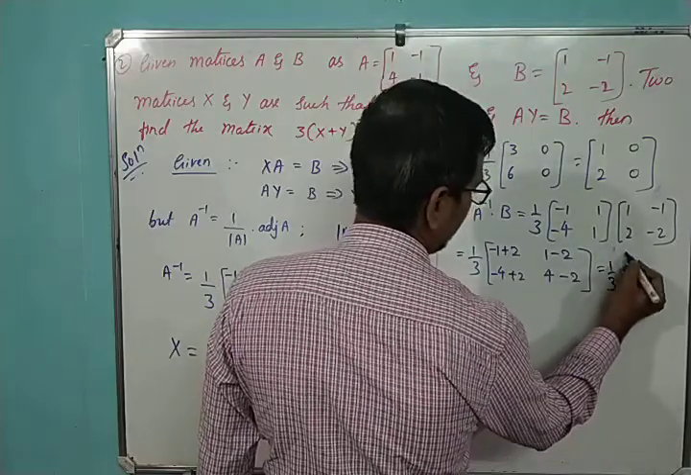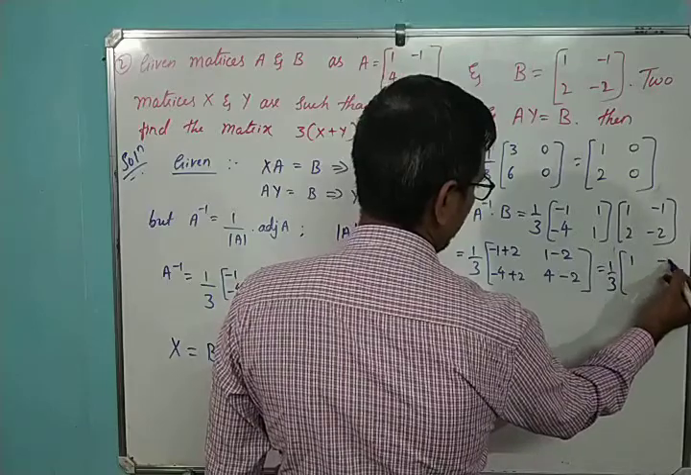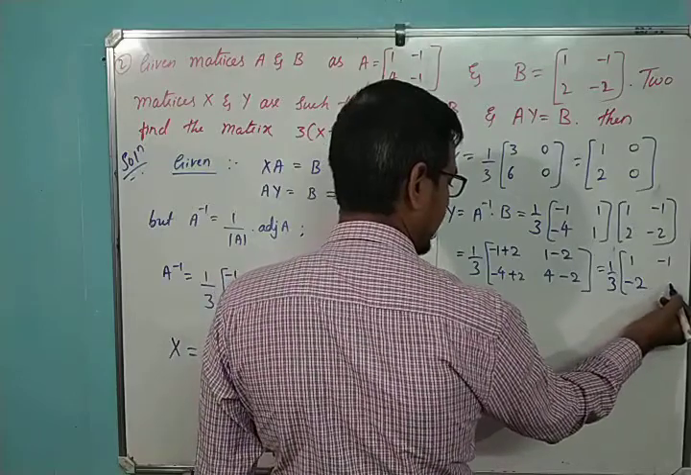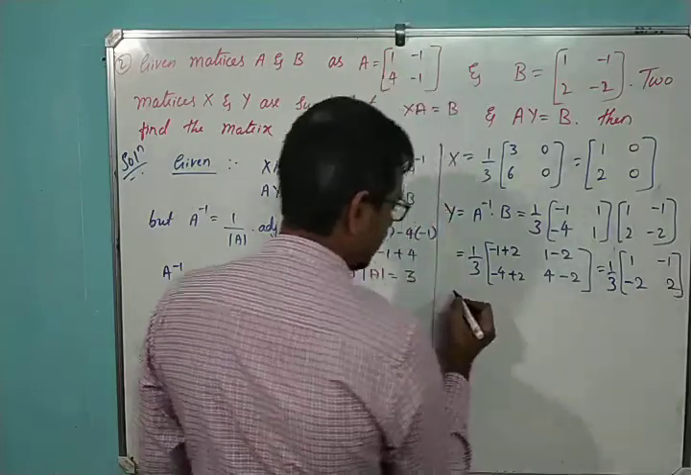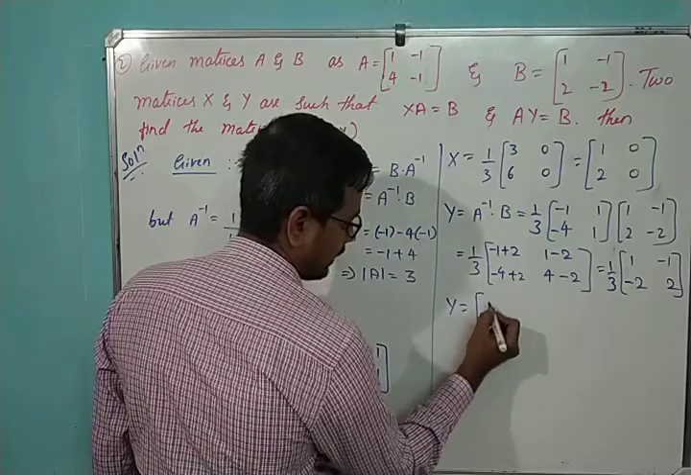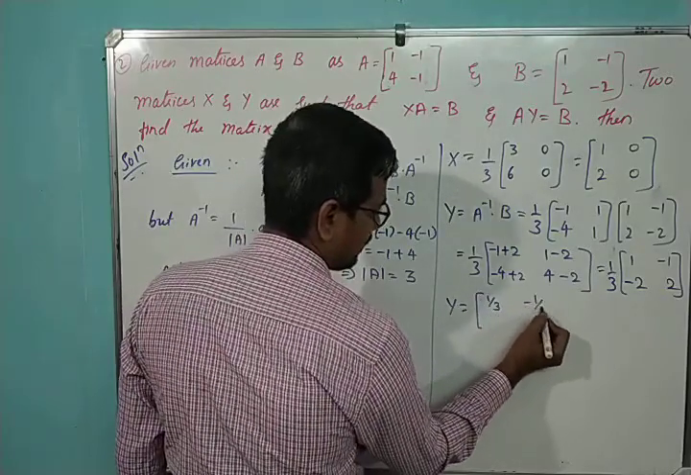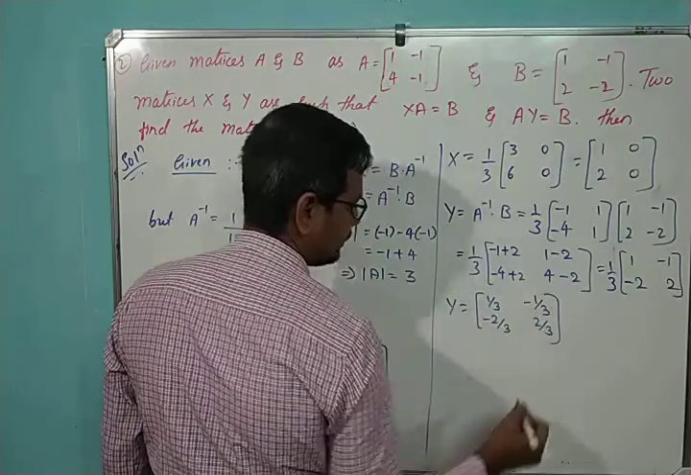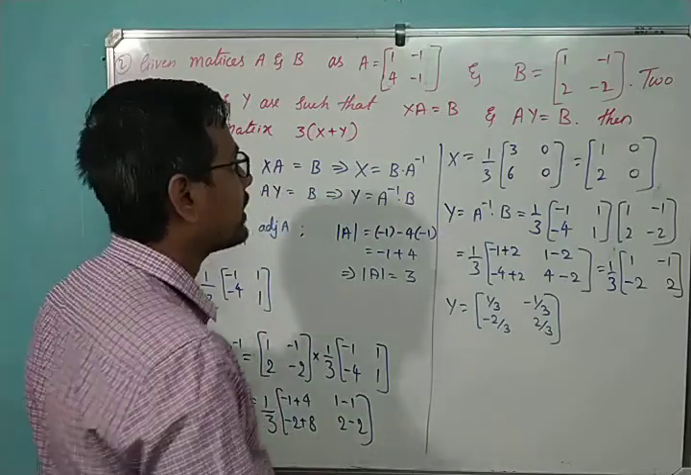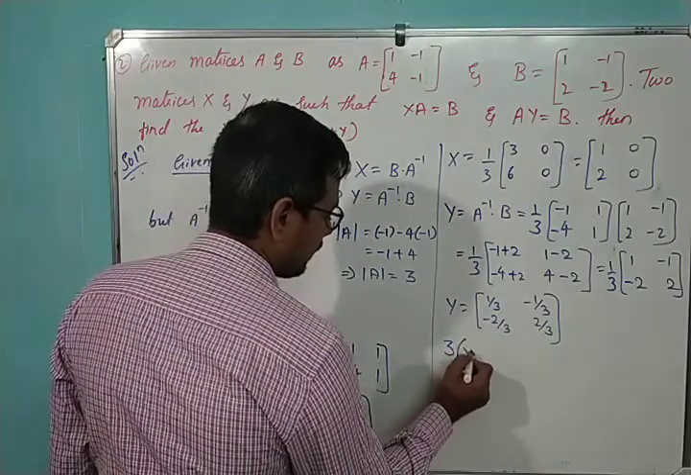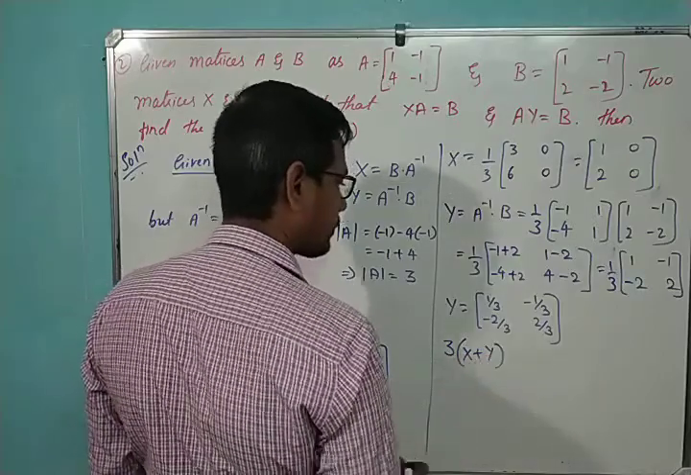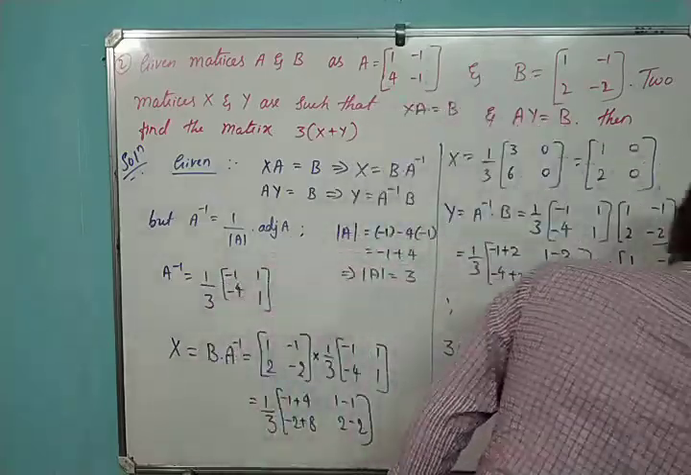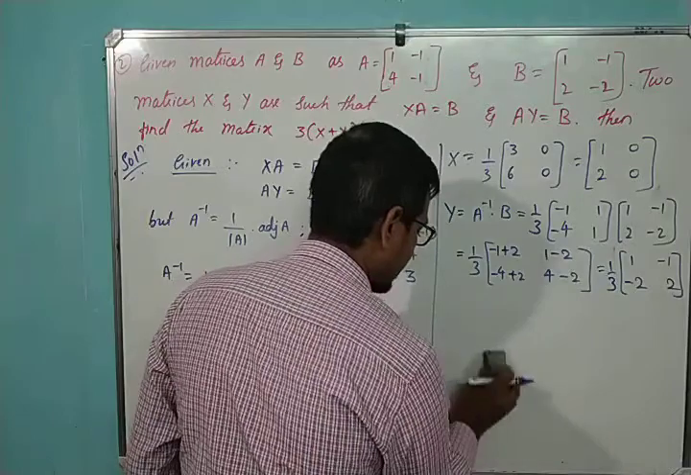1 upon 3, 1 minus 1, and this is minus 2, and this is plus 2. So y can be written as 1 by 3 minus 1 by 3 minus 2 by 3, 2 by 3. Okay, this is y. So now what will be 3 into x plus y? Or you keep it as it is, no problem. No need. Why? Because we have 3 into x plus y, so it will get cancelled, don't worry.